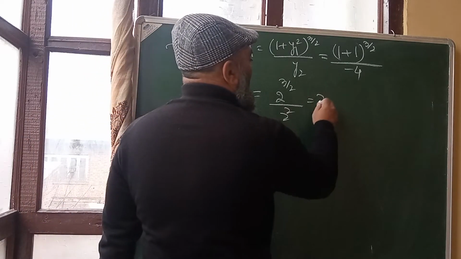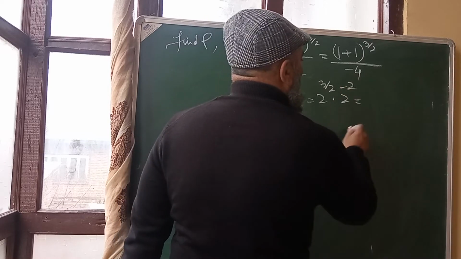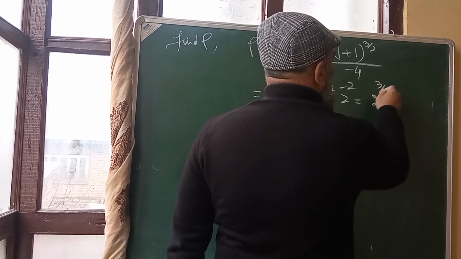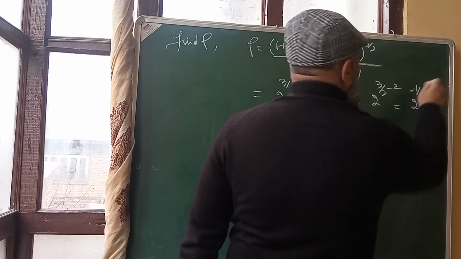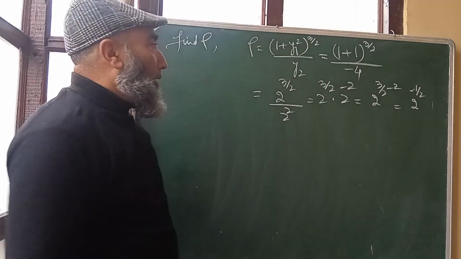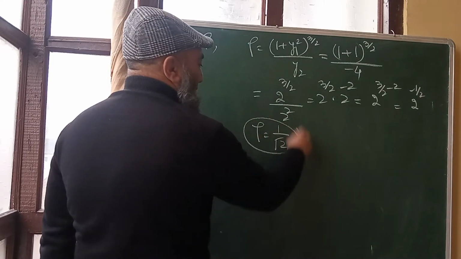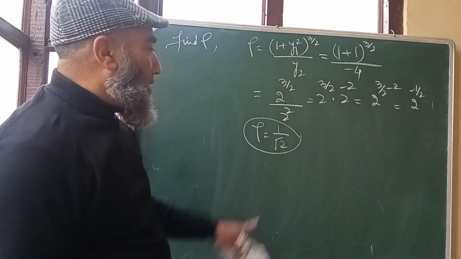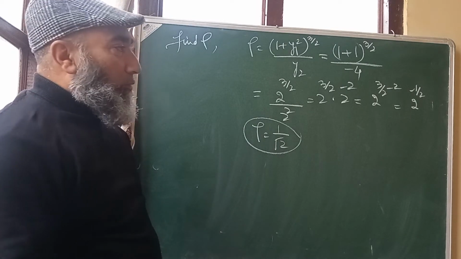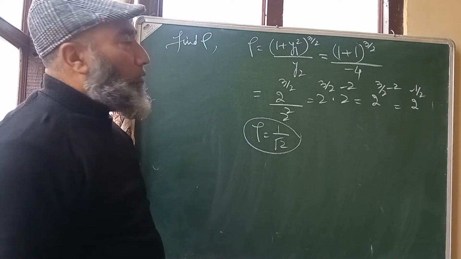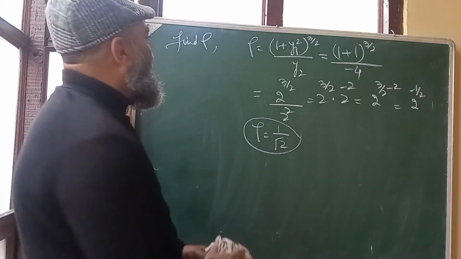So this is 2 raised to the power 3 by 2, 2 raised to the power minus 2. So this is 2 raised to the power 3 by 2 minus 2. So 2 raised to the power minus half. Right? 2 raised to the power minus half. So rho is 1 by root 2. To be precise, radius of curvature is 1 by root 2. Fine? Likewise, you can solve any question if it is in terms of x and y.